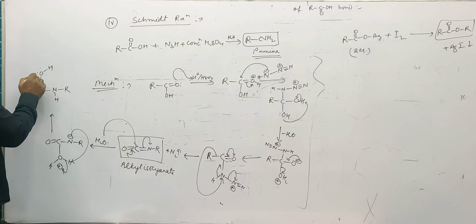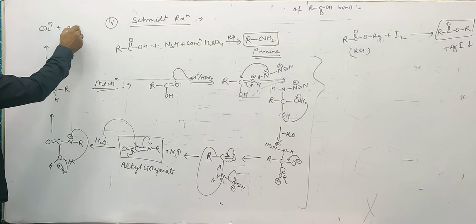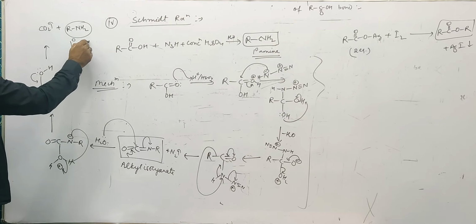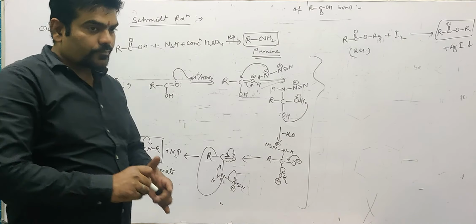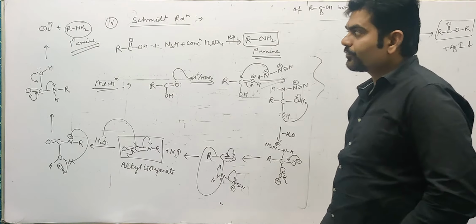Further, there is elimination of a carbon dioxide molecule by cleavage of the carbon to nitrogen bond, which is polar. So elimination of carbon dioxide takes place, and it will become RNH2, which is primary amine, and the reaction is called the Schmidt reaction.